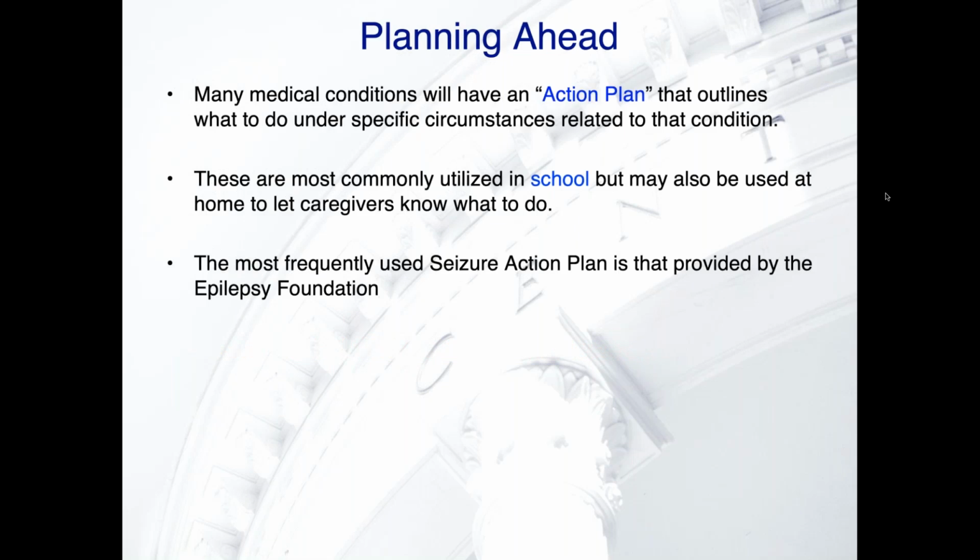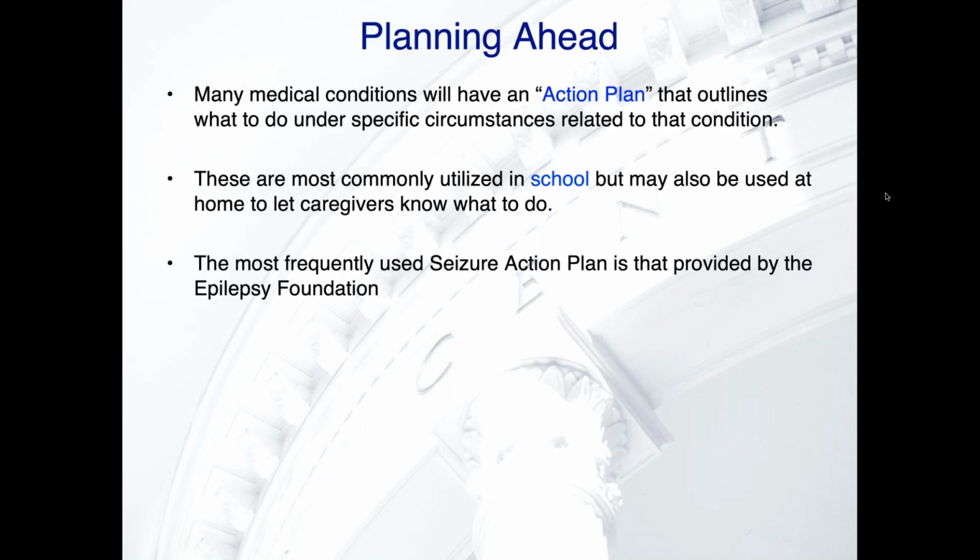So when you're thinking about what to do if there's a seizure, it's very important to make sure that you have a plan ahead of time. And that really comes down to having an action plan. Now, there are lots of different medical conditions that have action plans. One of the more common ones is the asthma action plan, which describes what to do if you have an asthma attack. Seizure action plans contain the same basic information.